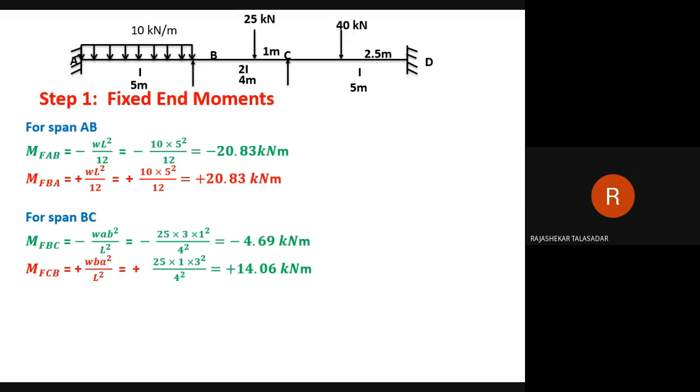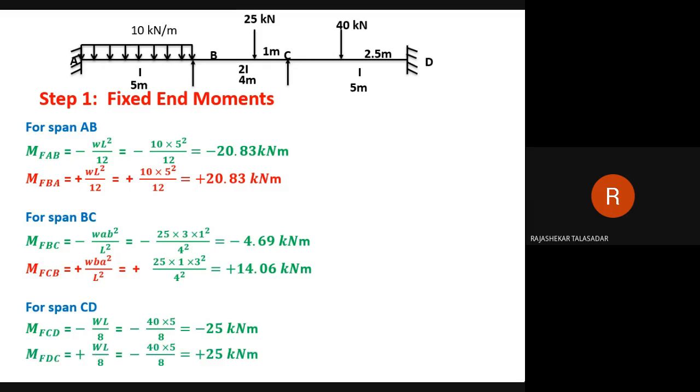And the last one, you can see, the total span is given as 5, with 1 and 2.5, meaning the load is at the center. If it is at the center, it is minus WL by 8. Otherwise, you can even remember the A B square and B A square formulas, with A equal to 2.5 and B equal to 2.5. Even if you substitute, you will get the same answer. MFCD is minus 25. MFDC will become plus 25. I think you do not have any problems in the calculation of fixed end moments.